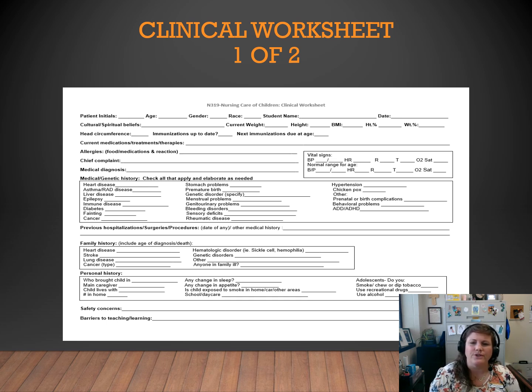The other thing I want to point out on this handout is in terms of the vital signs, there's a place for the patient's vital signs, and then there's a place for normal range for age. So you're going to be documenting a set of vitals on the patient, but then you're also going to be going to a vital sign reference guide, either in your textbook or the one that's provided in the clinical documents folder, and indicating what you would expect the patient's blood pressure, heart rate, respiratory rate, temp, and O2 saturation to be based on their age, so that you can then compare whether your patient's vitals are within normal limits for their age or exceeding that in some capacity.